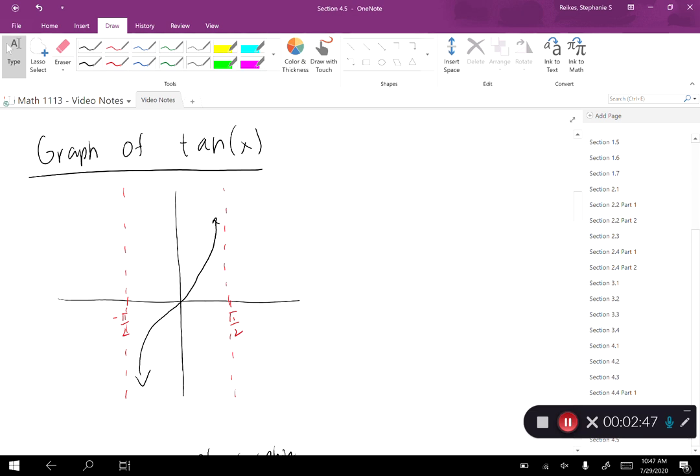I drew just one cycle. I have vertical asymptotes at negative pi over 2 and positive pi over 2. And the graph kind of looks like an x cubed squiggle of what the shape looks like for tan x.